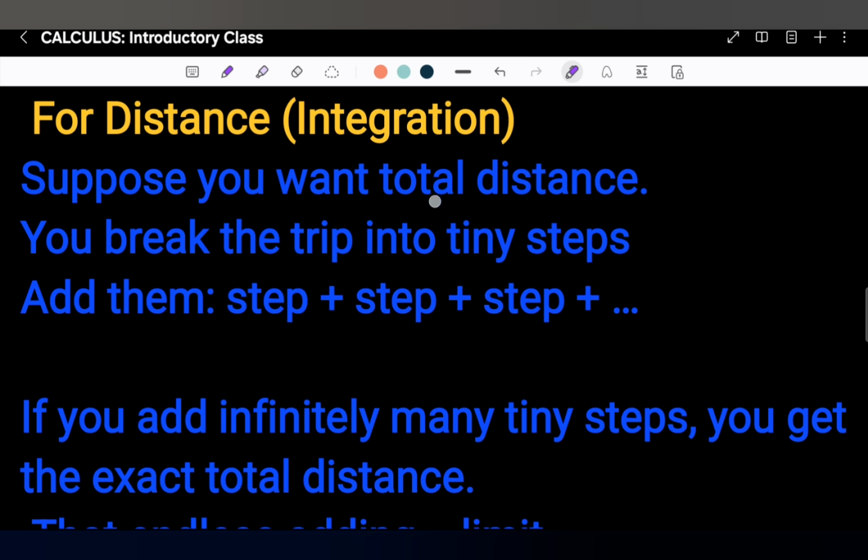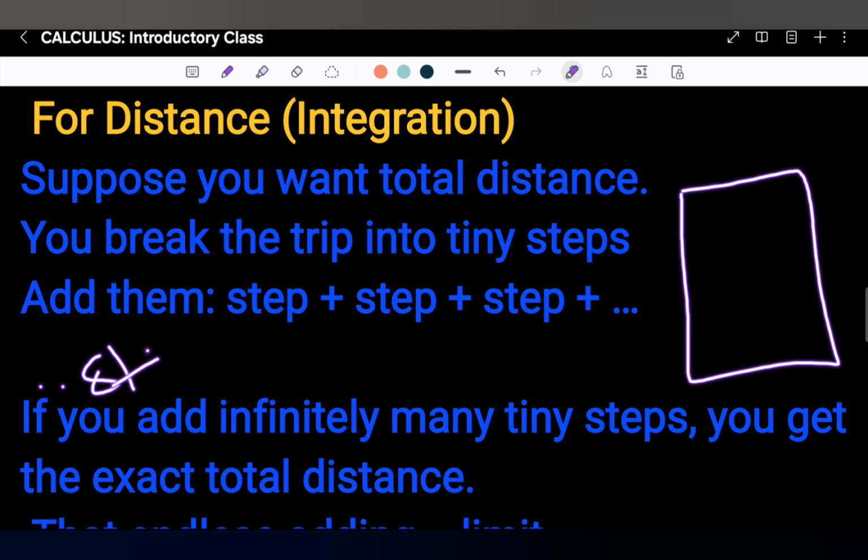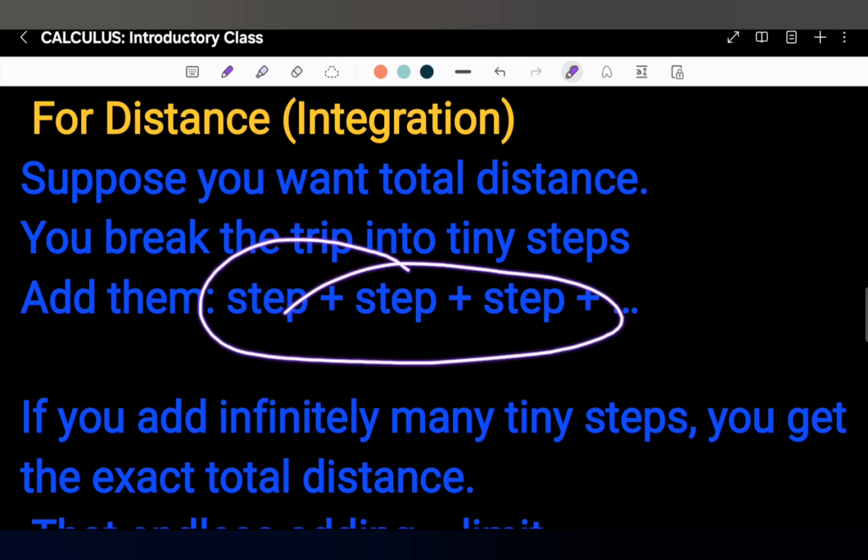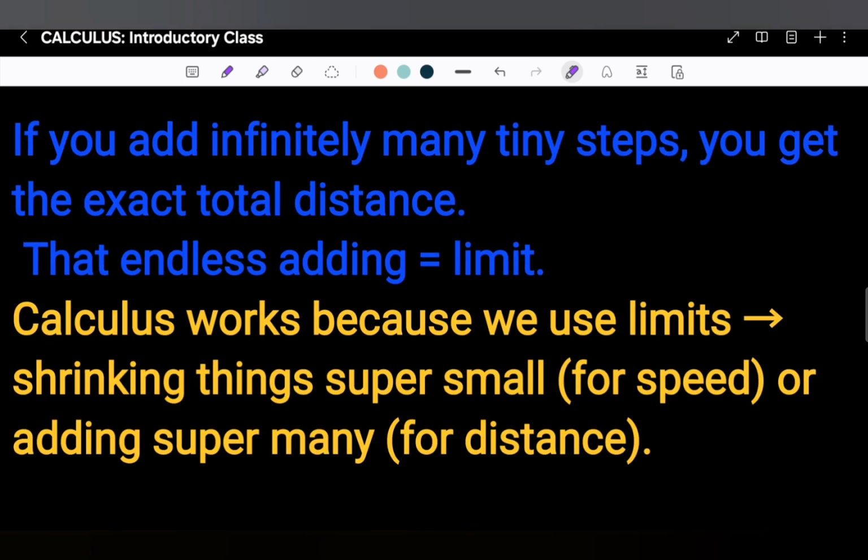Suppose you want the total distance. You break the trip into steps and add them. You want the total distance towards the wall and you break it into steps, so you take one step and calculate 1, then another step and calculate 2, 3 and so on. It means that you are calculating the steps towards the wall. If you add infinitely many tiny steps, you get the exact total distance. The endless ending equals the limit.